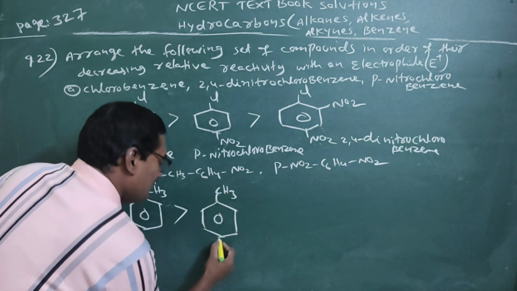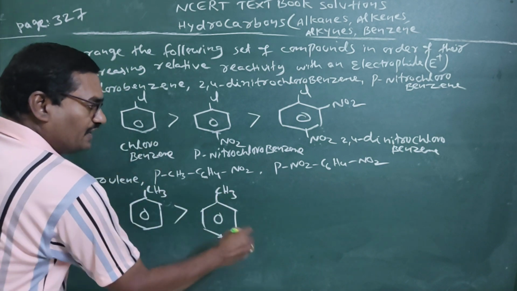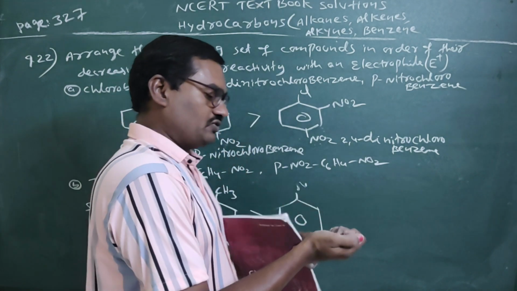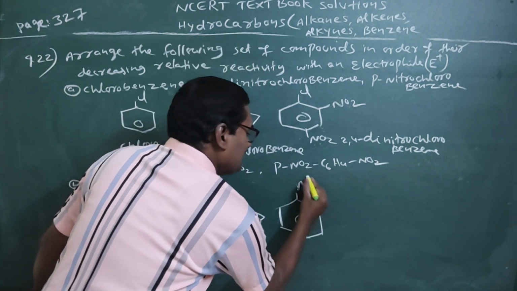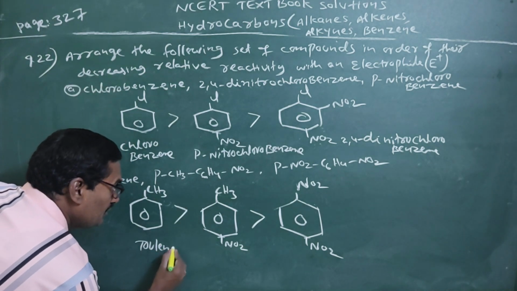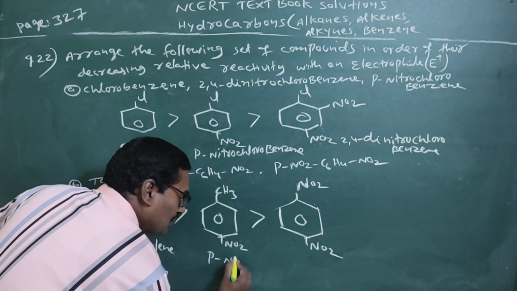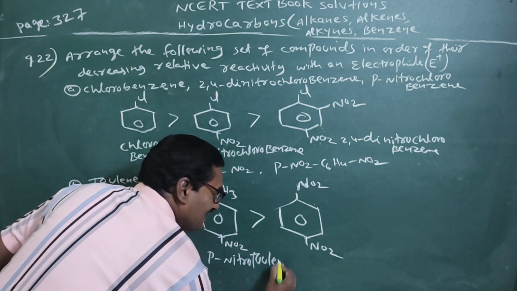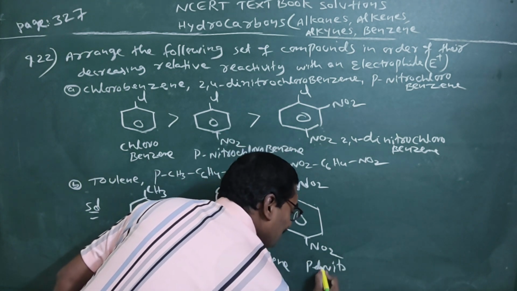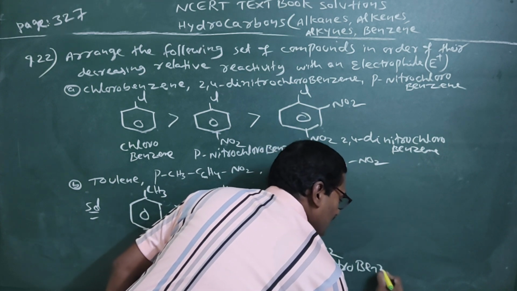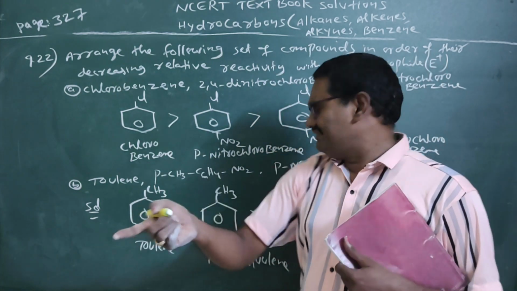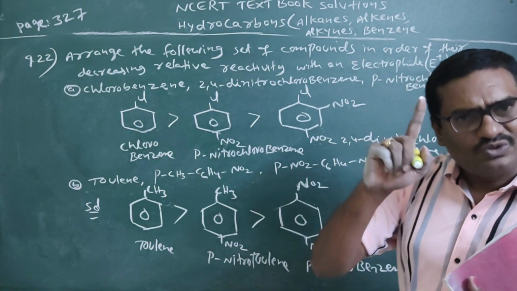The next one has CH3 and NO2, so it is para-nitrotoluene. In the next one, there is NO2 in this place and NO2 in this place. So its name is toluene, then para-nitrotoluene, then para-dinitrobenzene.